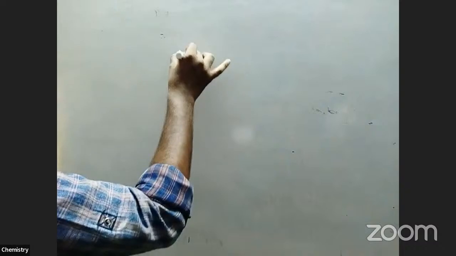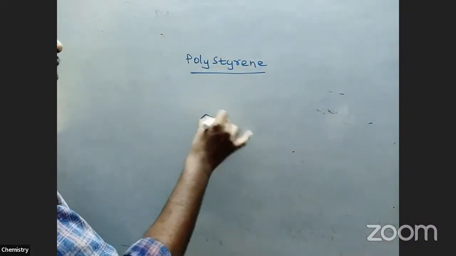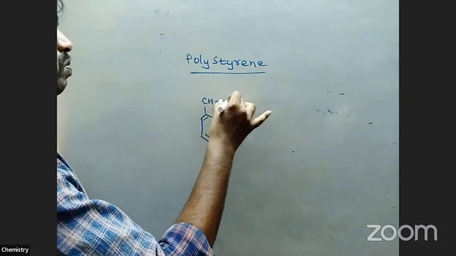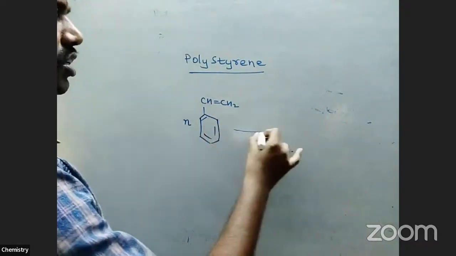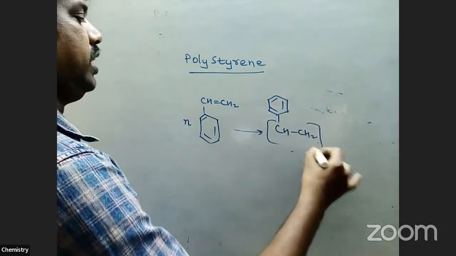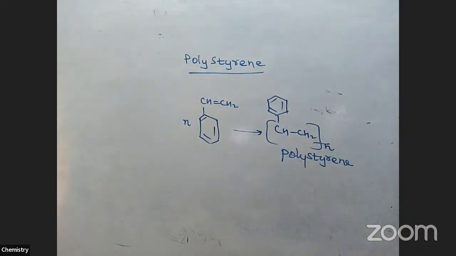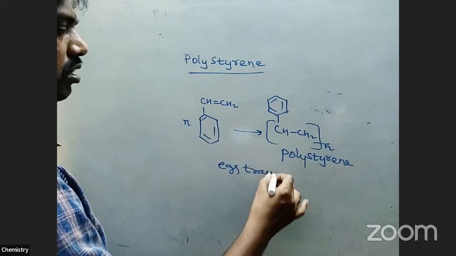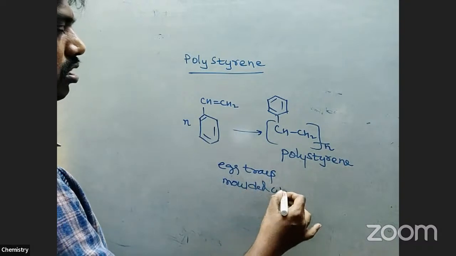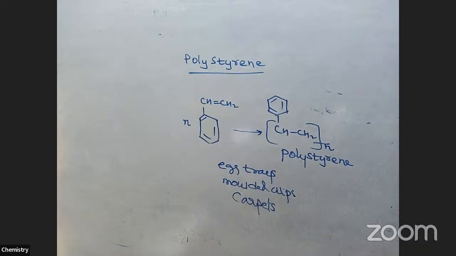Next is polystyrene. The styrene molecule is a benzene molecule with a CH=CH2 group. N number involved in polymerization give us polystyrene. Polystyrene is mainly used in egg trays, molded cups, carpets, and hot drink cups.